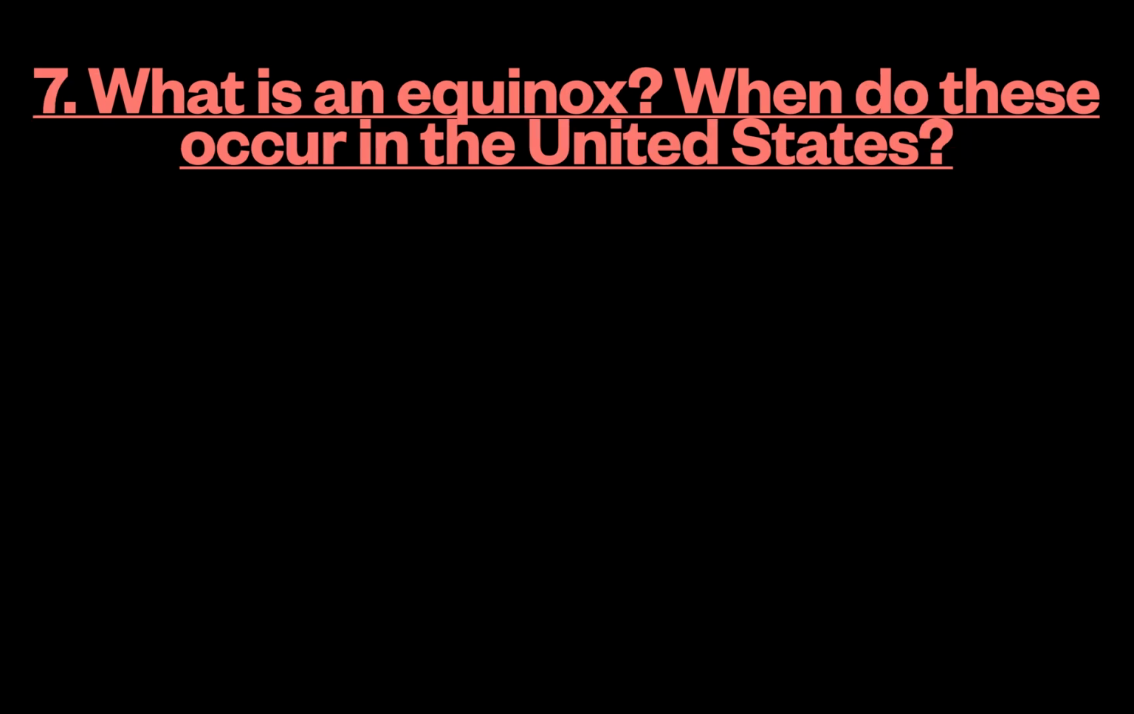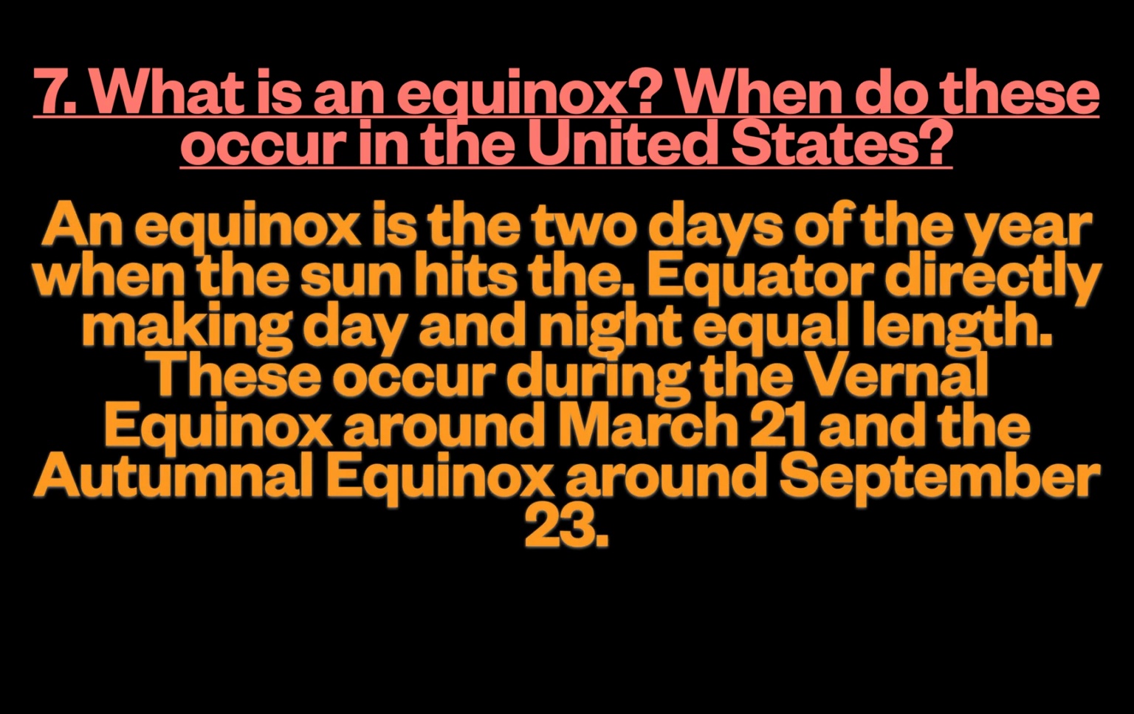All right, so the summer and the winter start on days called solstices, but then you also have equinoxes. The equinox is the day that the sun is directly even with the equator, okay? An equinox is the 2 days of the year when the sun hits the equator directly, making day and night equal length. So you hear equinox, think equal, okay? These occur during the vernal equinox, which happens around March 21st. It's also known as the spring equinox. And then the autumnal equinox, or the fall equinox, happens around September 23rd.